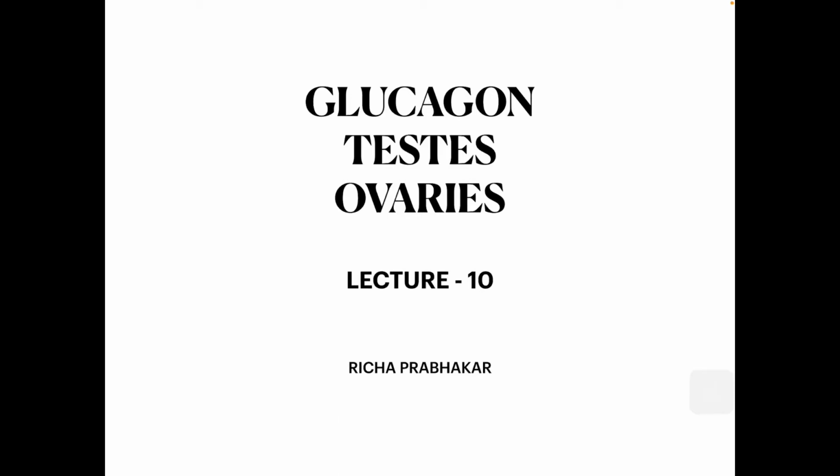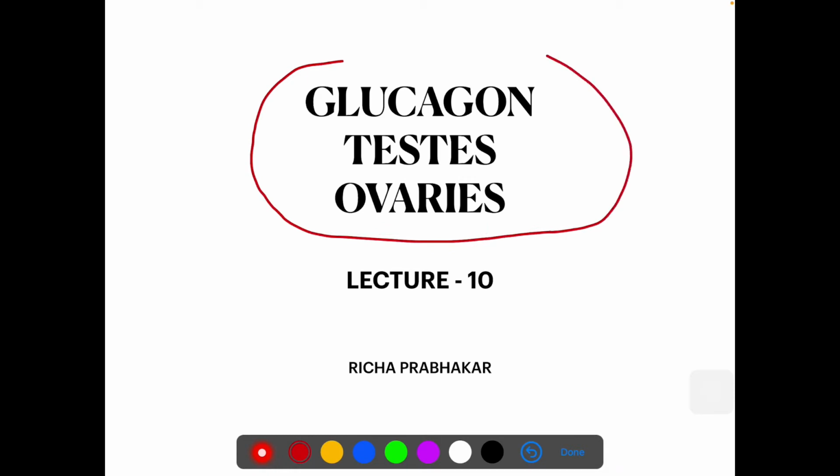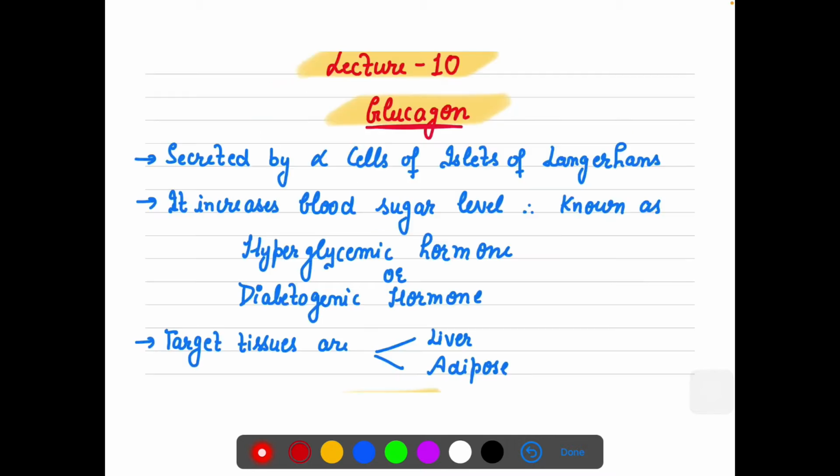Today we are going to finish the last endocrine glands, that is the glucagon, testes, as well as ovary. Yesterday we finished and talked about insulin in detail. The glucagon's function: we know that it is secreted by alpha cells of the islets of Langerhans. Its purpose is to increase blood sugar level.